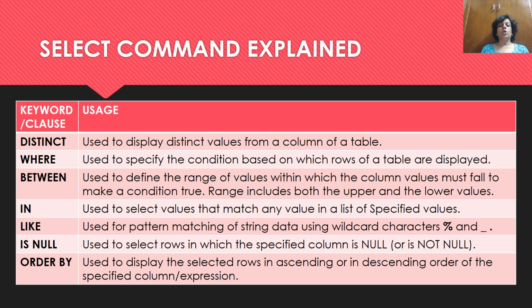Is null or is not null. It is used to select rows in which the specified column is null or is not null. Order by clause. It is used to display the selected rows in ascending or in descending order of the specified column or expression.